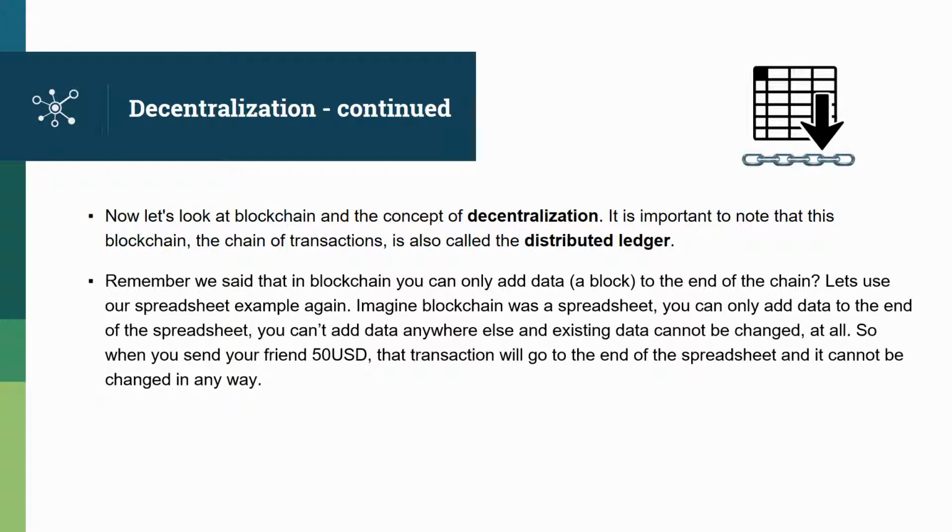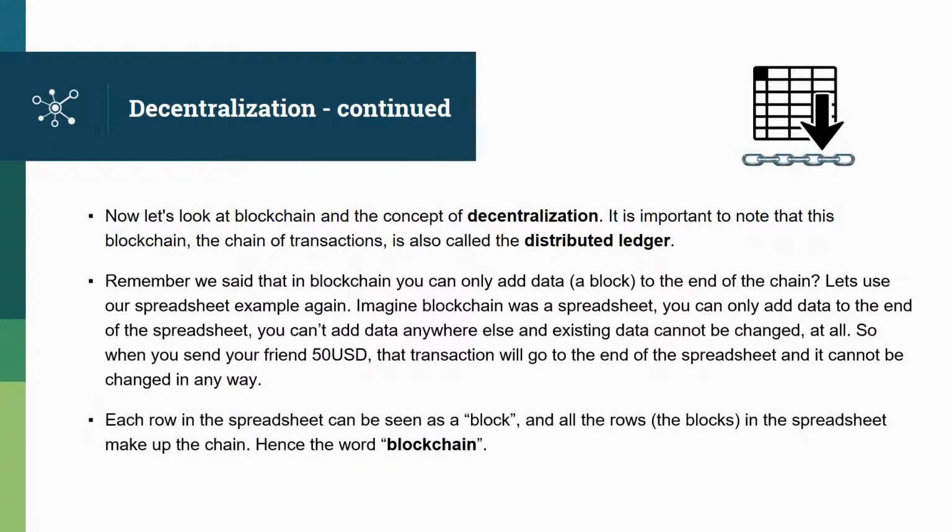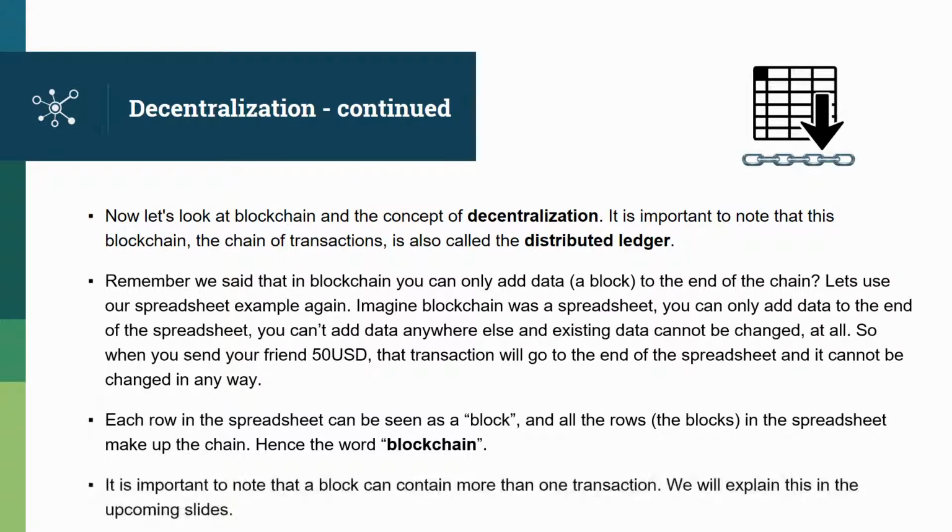So when you send your friend $50, that transaction will go to the end of the spreadsheet and it cannot be changed in any way. Each row in the spreadsheet can be seen as a block, and all the rows, the blocks in the spreadsheet, make up the chain, hence the word blockchain. It is important to note that a block can contain more than one transaction. We will explain this in the upcoming slides.